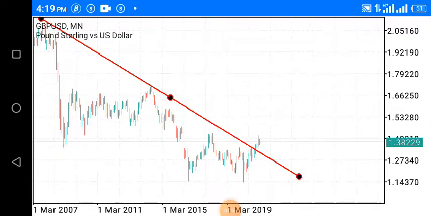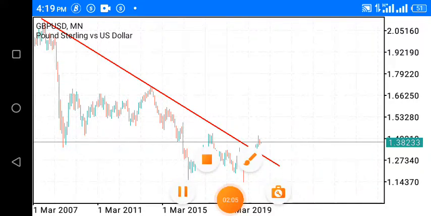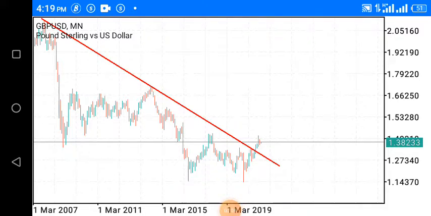Okay, but the third touch did not move that very well because of this double bottom that you see here, which is a reversal pattern, and this is the monthly time frame. So such a reversal pattern is very powerful.